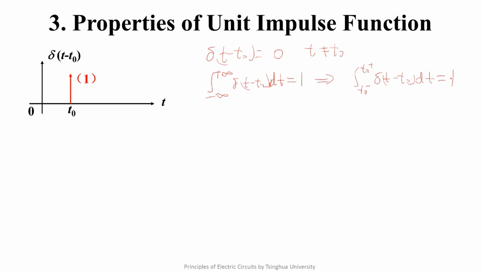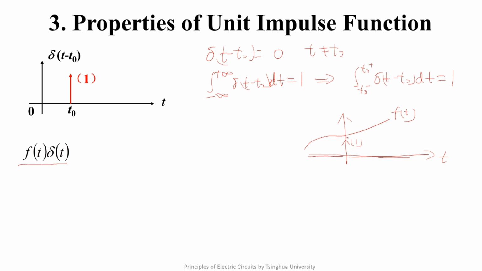Besides the shift property, there are several other properties. For example, what will happen when one function is multiplied by delta(t)? We draw the graph of the function. Suppose the function is continuous at t equals 0. We draw the graph of delta(t). When t doesn't equal 0, delta(t) is always 0. This is a multiplication expression, so its value equals 0 when t doesn't equal 0.